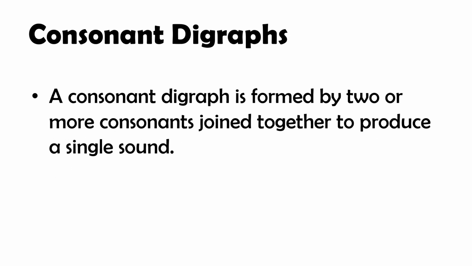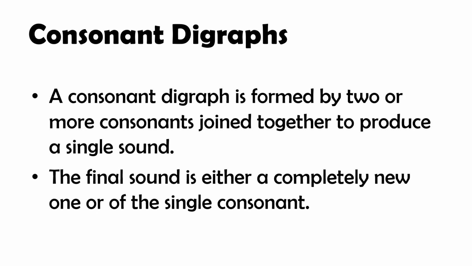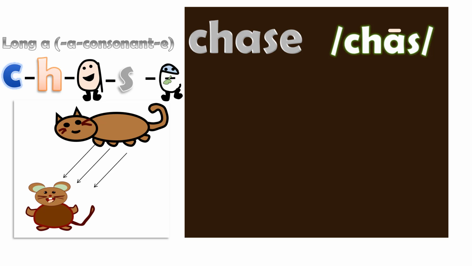Consonant digraphs. A consonant digraph is formed by two or more consonants joined together to produce a single sound. The final sound is either a completely new one or of the single consonant. Let's look at an example of a digraph.